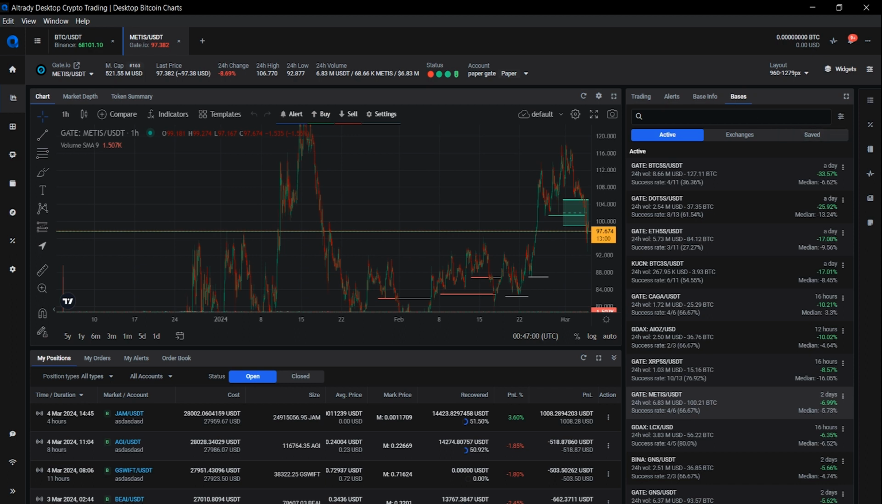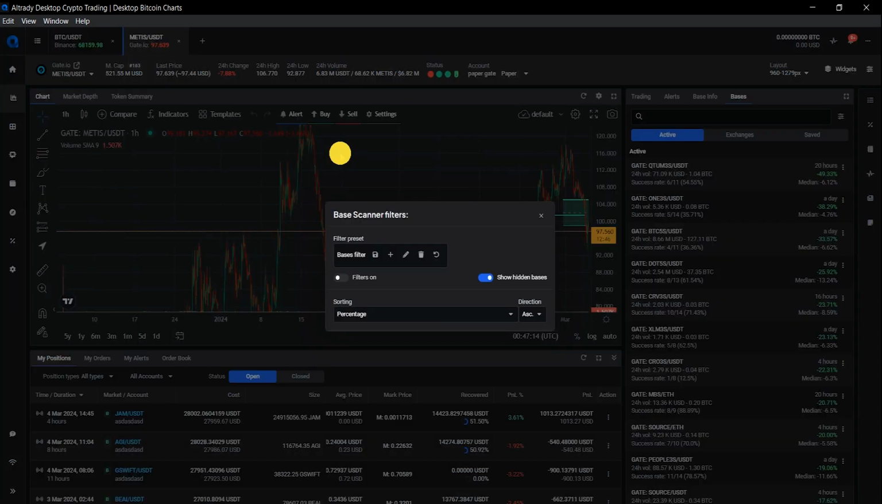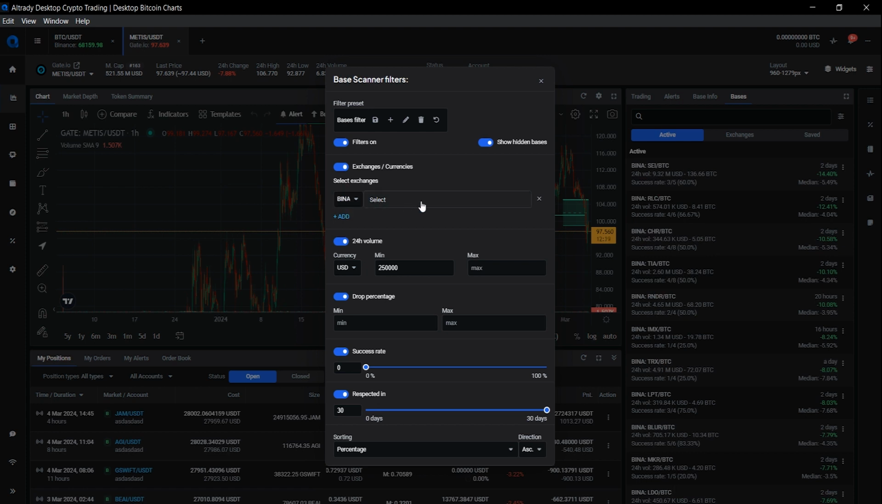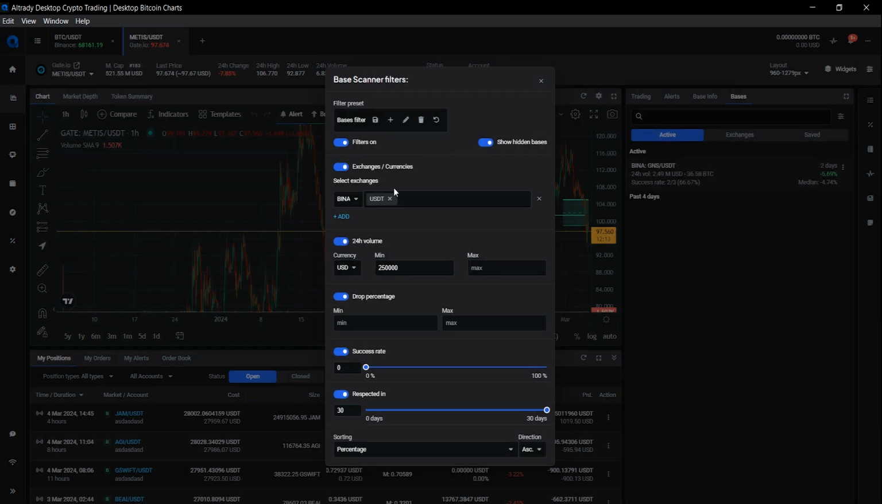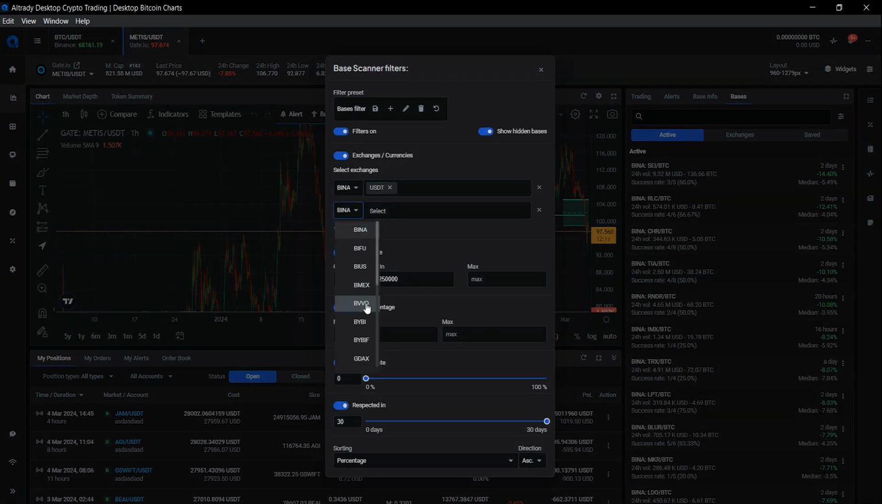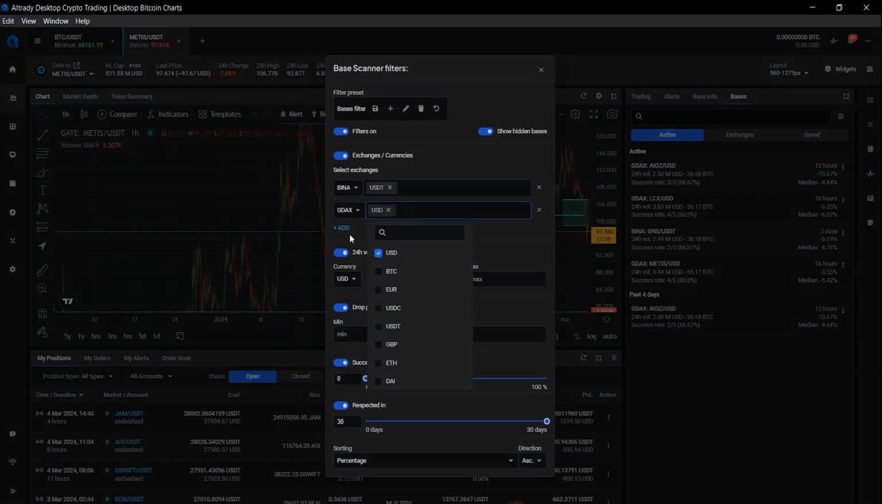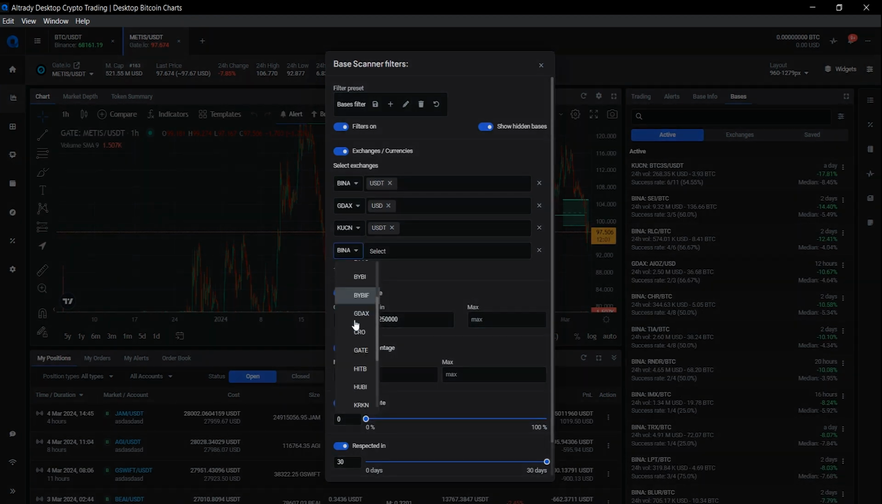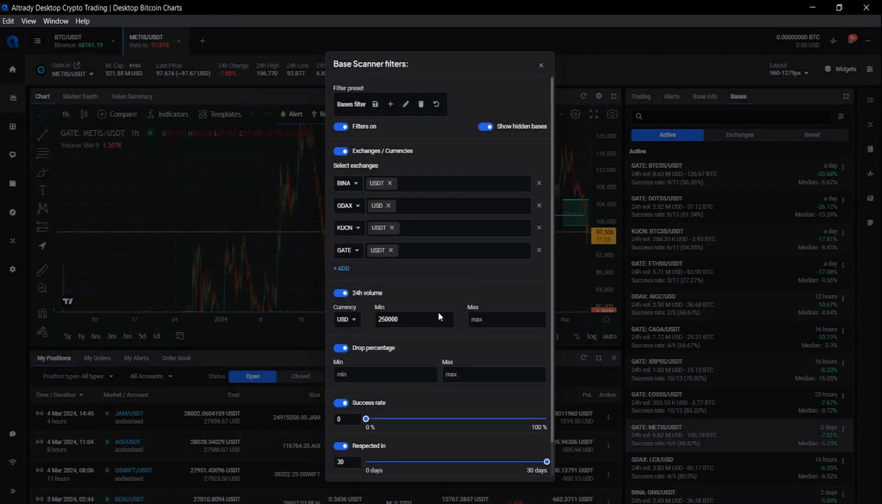7. Click the 3 lines at the top right of the bases widget to select the exchanges from which you want bases to show. 8. Turn on filters at the bottom left and add the earlier exchanges where you set up rules. You have to add the same exchanges here that were added in the base scanner notification rules in order to see the bases in the bases widget. 9. For each exchange, set the currency to USDT and the minimum 24-hour volume to 250k. That's it! Now you'll receive notifications for bases and see them in the bases widget in Altrady.